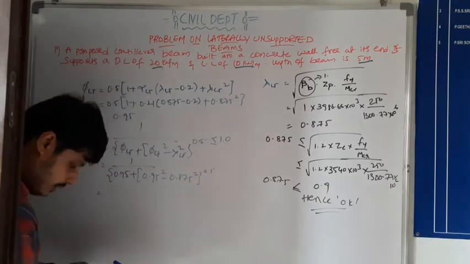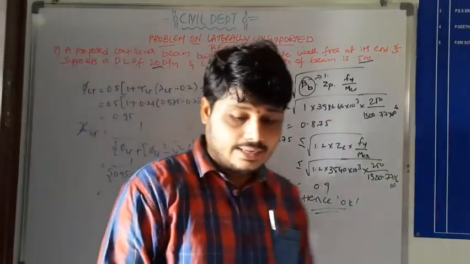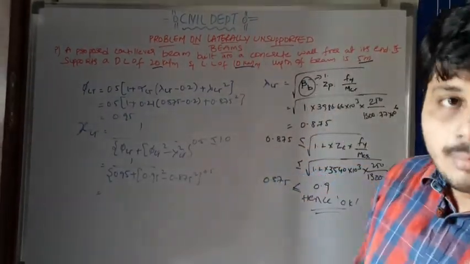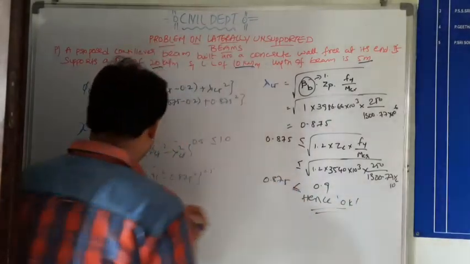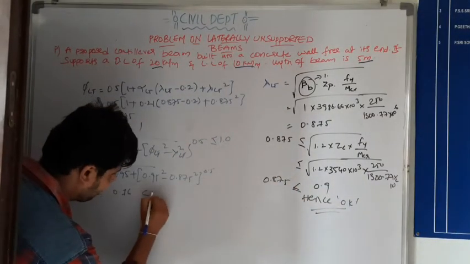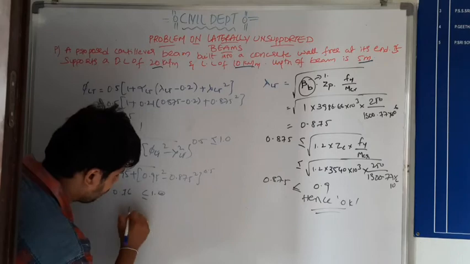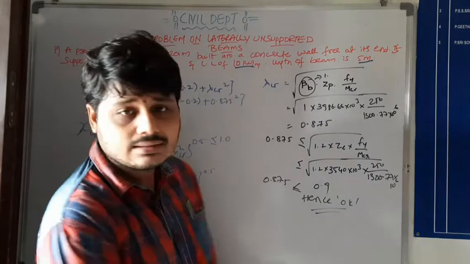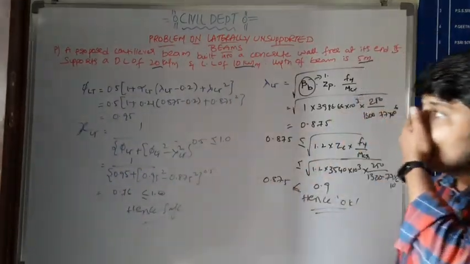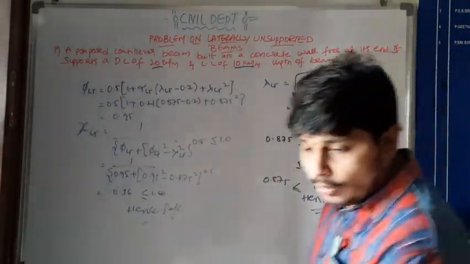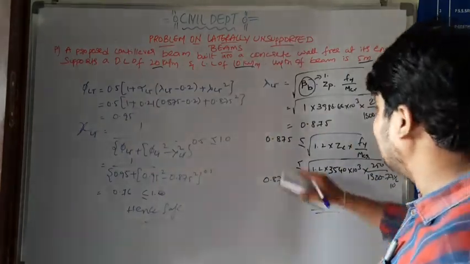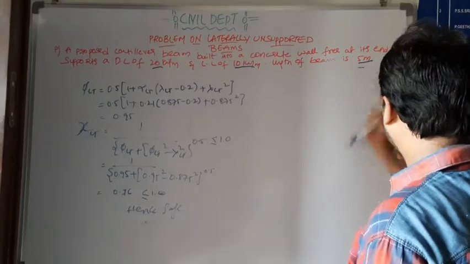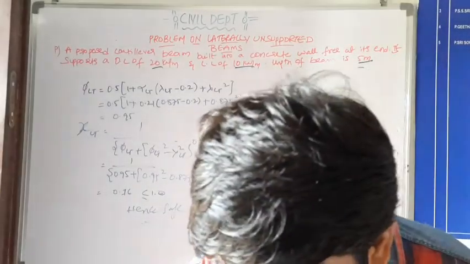So the value of Xi LT was 0.76, which is less than 1.0, hence safe. So this is the value for Xi LT. Now we will get the main step for design bending strength.